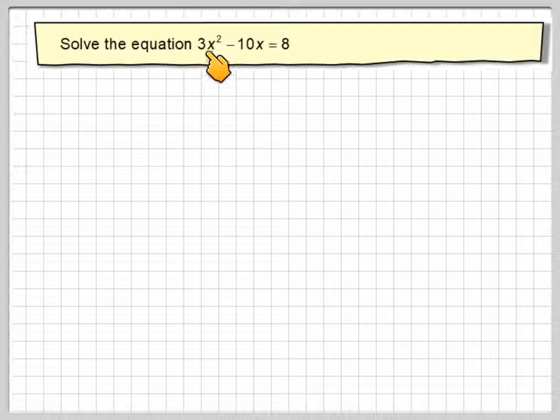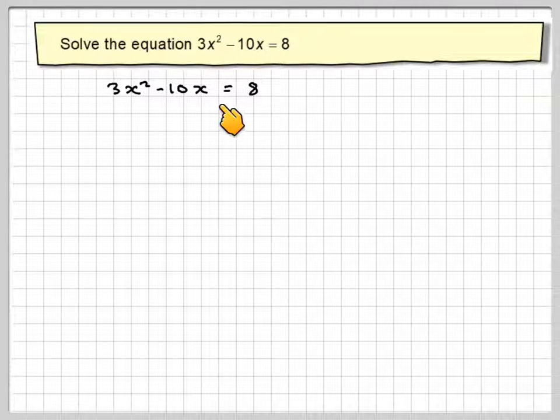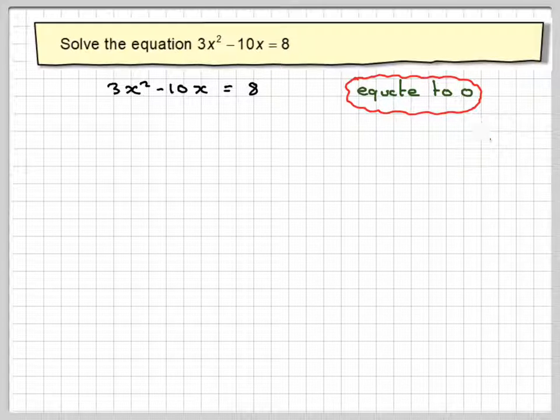Solve the equation 3x squared minus 10x is equal to 8. So before we can solve a quadratic equation, we need to equate it equal to 0 first. So equate to 0. That means just taking 8 from both sides. So we get 3x squared minus 10x minus 8 is equal to 0.